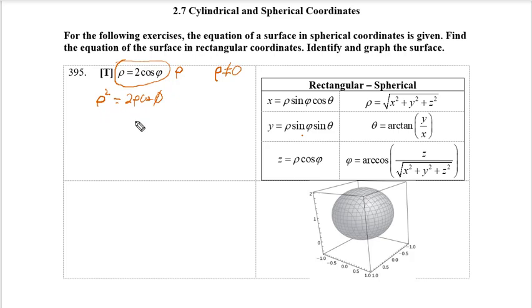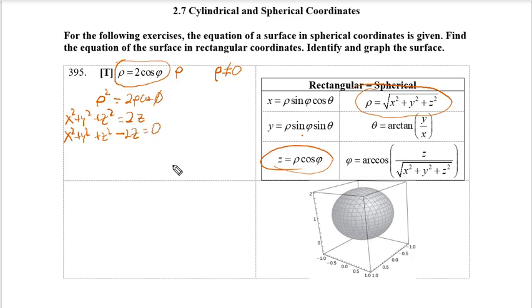However, at this point, the rho squared is x squared plus y squared plus z squared, and the rho cosine phi is just z. Which, as you can see, we could write in a little bit more standard form as x squared plus y squared plus z squared minus 2z equals 0. And we'll go ahead and write this a little bit more in general form.